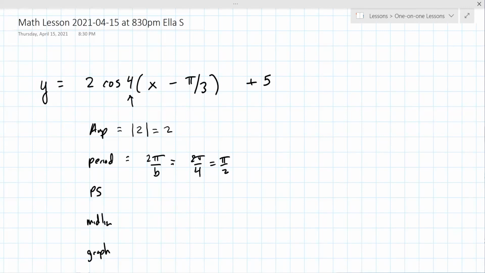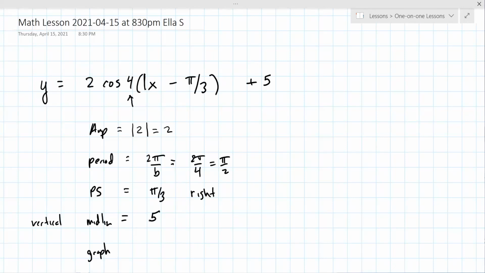Okay. And then phase shift, whenever x has a 1 in front of it, it's just this number here. If this 4 was distributed in, you'd have to back it out. So you have to just be careful of that. It's pi over 3, but is it right or left? It's based on that there. Do you recall? It's going to be right. That's right. The midline, or the vertical shift, is this plus 5.